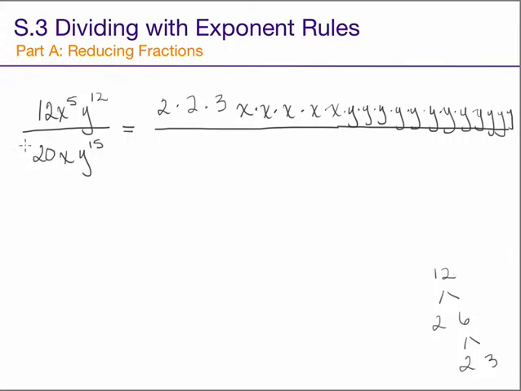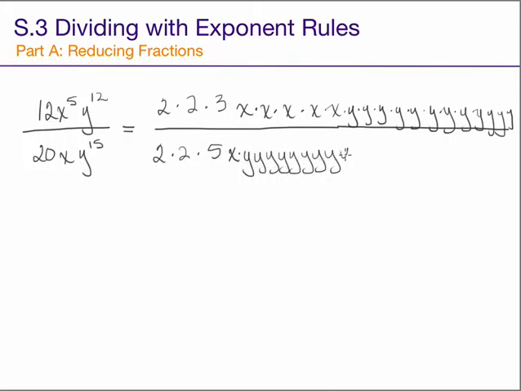Okay, let's do the same thing for the denominator. 20 is 4 times 5, and 4 breaks down even further to 2 times 2. X is just x. Y to the 15th means y times itself 15 times. Can you see why it's handy to have a shortcut?